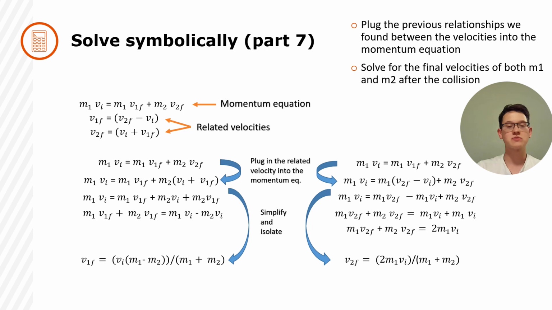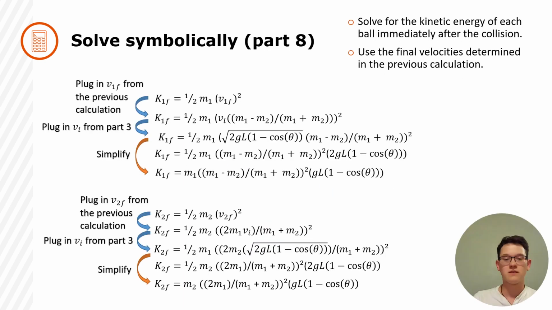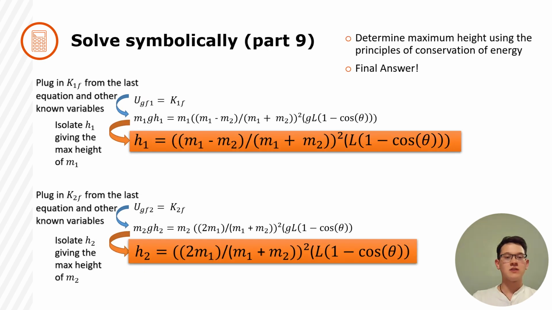The next step, which will be demonstrated on the next slide, is to determine the kinetic energy of each mass after the collision. Now that we have everything in terms of known variables, we can plug in the previous calculation for velocity and solve for the kinetic energy after the collision, when the balls are at the bottom of the pendulum. The final step is to take the previous kinetic energies and set them equal to the final gravitational potential energy of each mass.